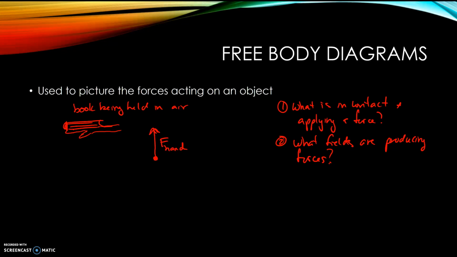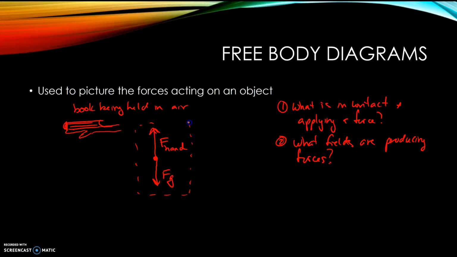Well, this book has mass, and if something has mass, it's going to feel a force due to gravity. And so although I don't see it, there is a force of gravity acting on the book. And so I'll say F sub G for that. And this is my free body diagram.